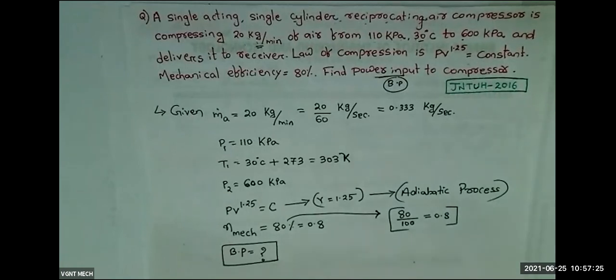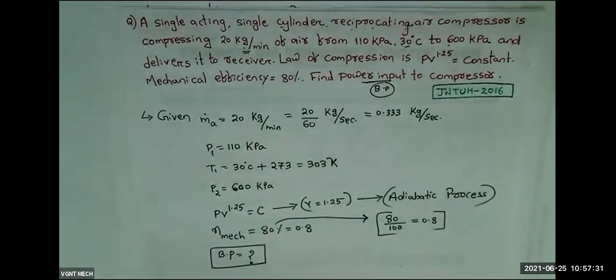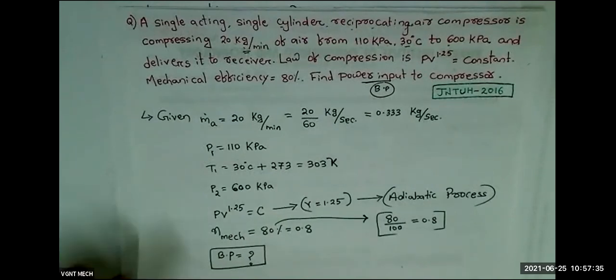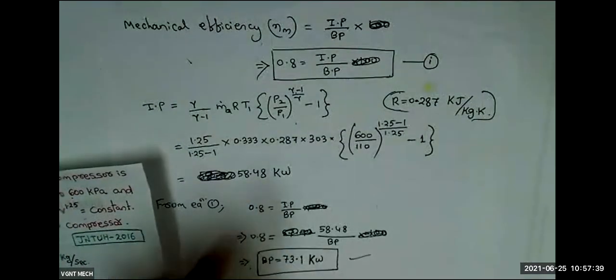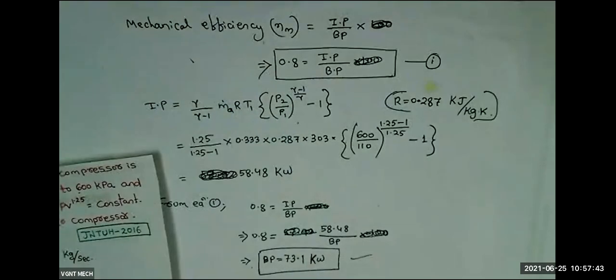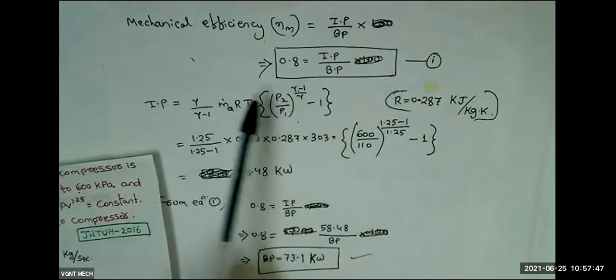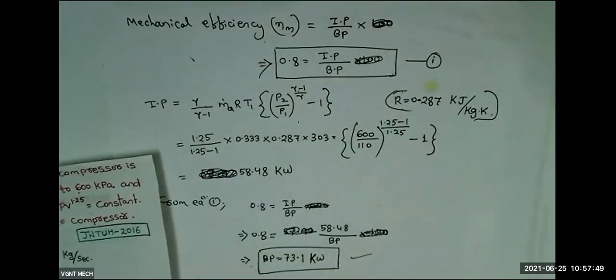So that's all for today. We will not discuss much, because this is the important thing that you have to keep in your mind, because students tend to make mistakes here. When they apply the formula of mechanical efficiency, they write brake power by indicated power, and in that manner the complete process will be wrong. So keep this in your mind.